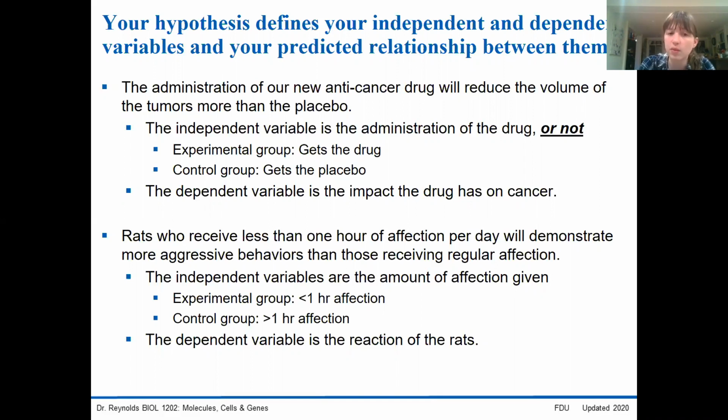Rats who receive less than 1 hour of affection per day will demonstrate more aggressive behaviors than those receiving regular affection. So the independent variable is the amount of affection that I'm giving to these rats. The experimental group gets less than an hour, the control group gets the regular level of affection, which in this case is more than an hour. And the dependent variable is the reaction of the rats. In this case, more specifically, the aggressive behaviors being displayed by those rats. Once again, all of these have been outlined in a simple statement, which I've called my hypothesis.